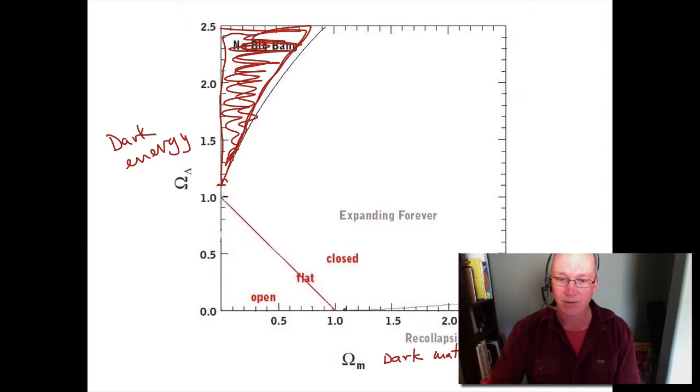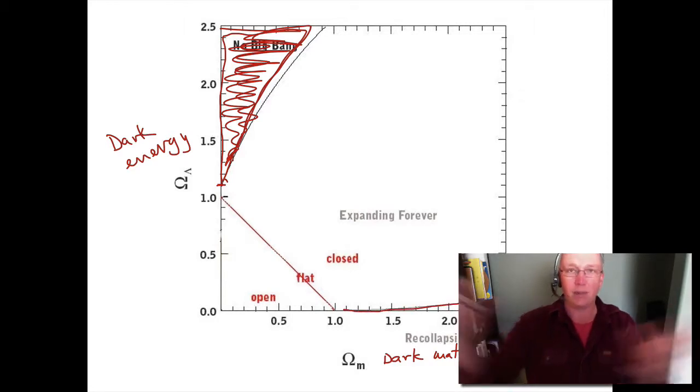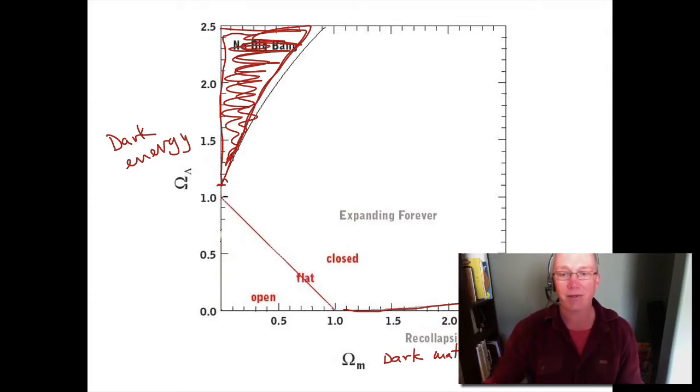This is, if we have enough dark matter, you could eventually recollapse the universe. Well, we've already seen that the universe is expanding, and it's expanding exponentially, so we know we're not going to recollapse. Okay, so we know that we have to be expanding forever, which represents this whole region right here.